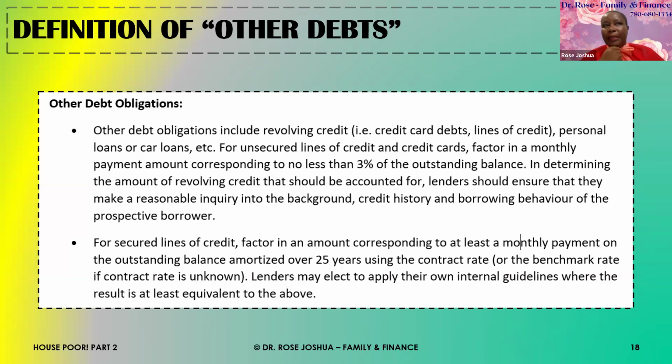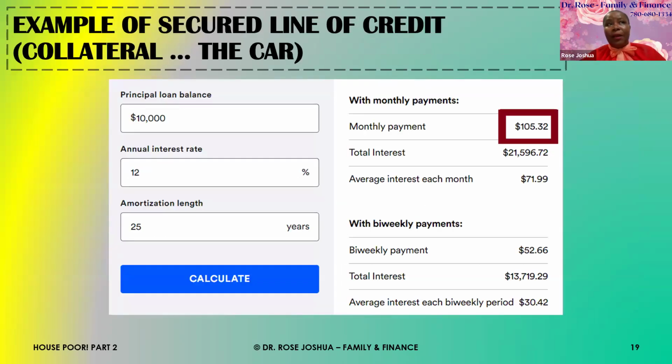So what that means in plain English is that, let's say somebody has credit card totals. You have 2-3 credit cards, and your total is $10,000. Then the mortgage broker would add for debts 3% of the 10,000. So that's $300. Then for a secured line of credit, they will do the amortization. So for example, let's say you have a secured line of credit for $10,000.